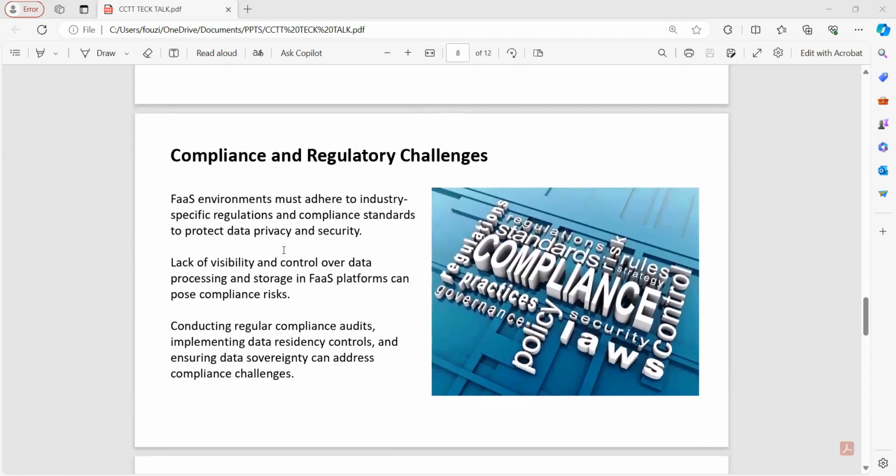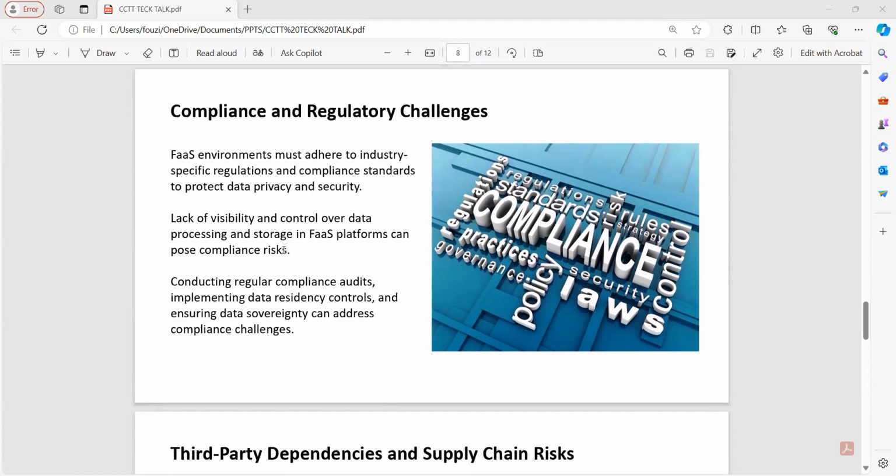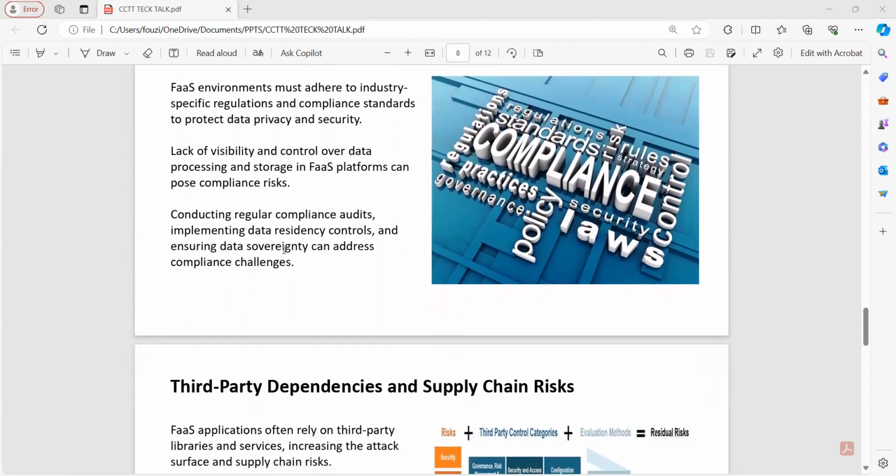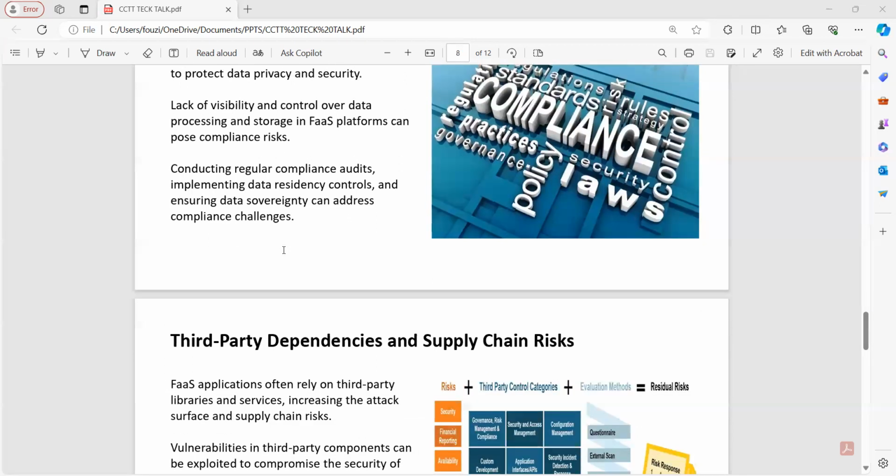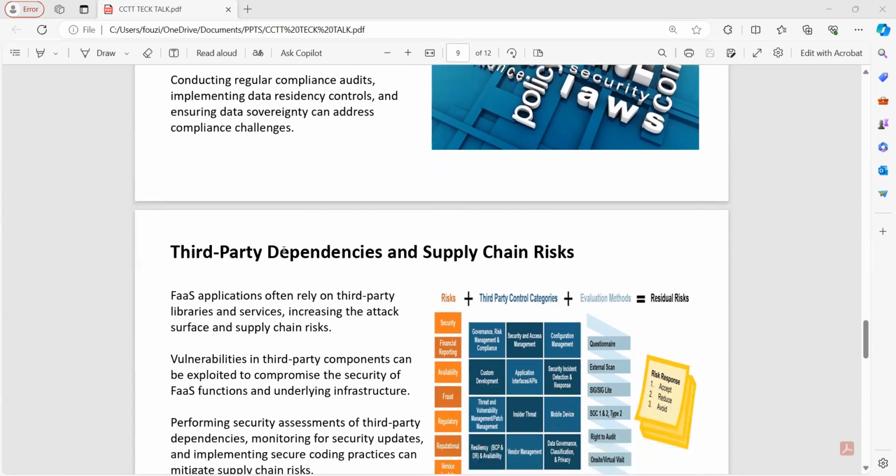Compliance and regulatory challenges. The FaaS environment must adhere to industry-specific regulations and compliance standards to protect data privacy and security. Lack of visibility and control over data processing and storage in FaaS platforms can pose compliance risk. Conducting regular compliance audits, implementing data residency controls, and ensuring data sovereignty can address compliance challenges.